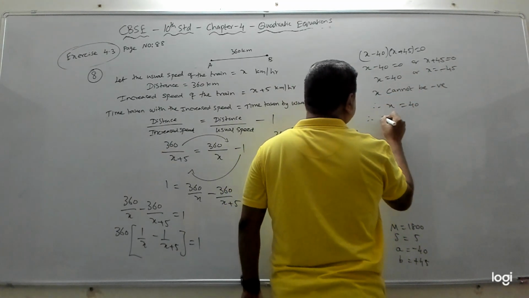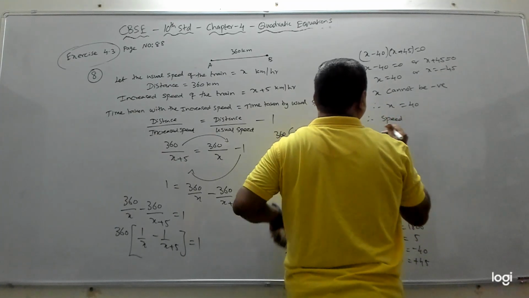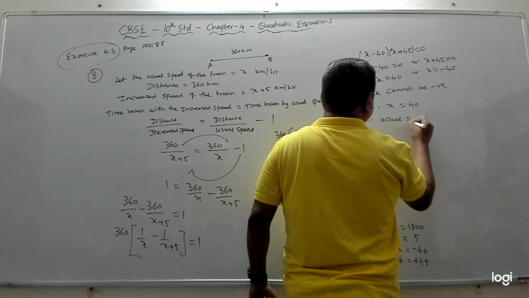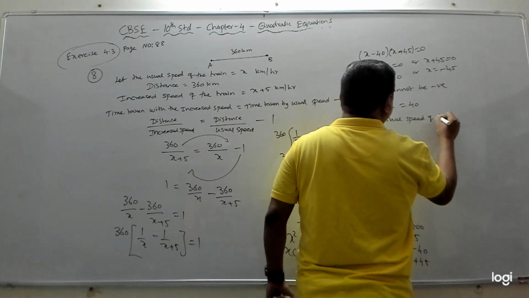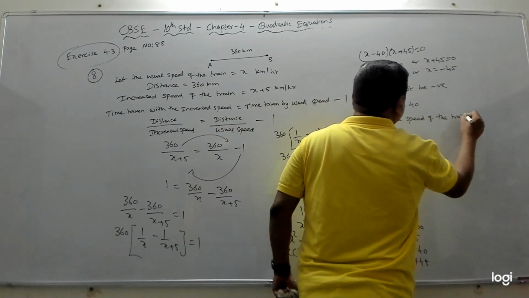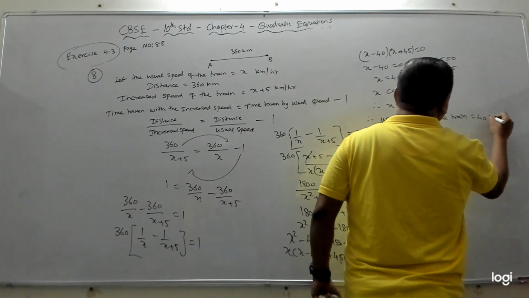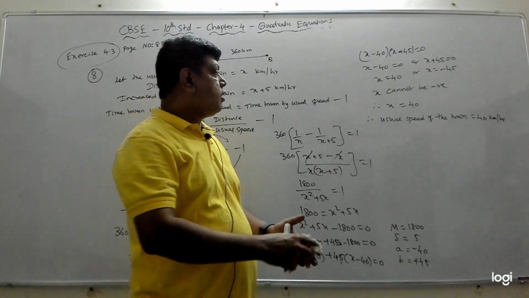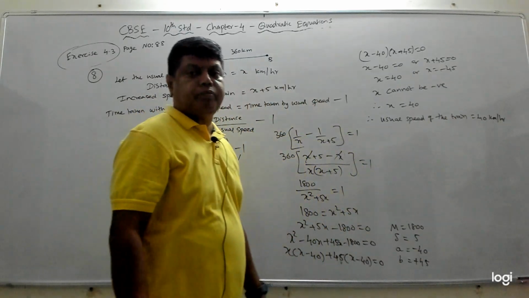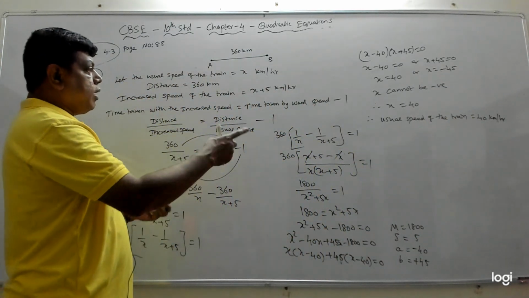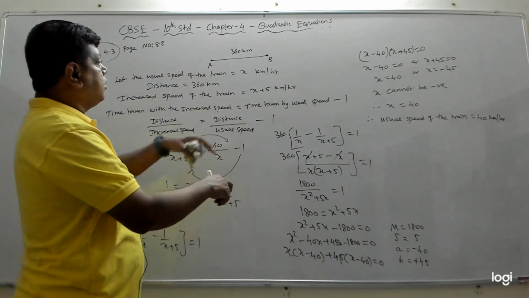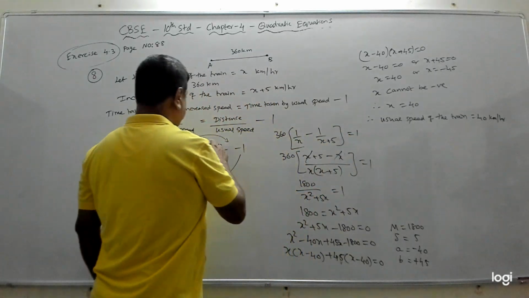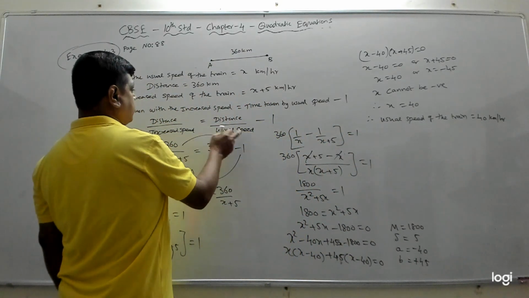So therefore, the usual speed of the train is equal to 40 kilometers per hour. That is the usual speed of the train. Fine. You can also check: if you try to find the time it generally takes, you can substitute here and verify that you are getting 1.